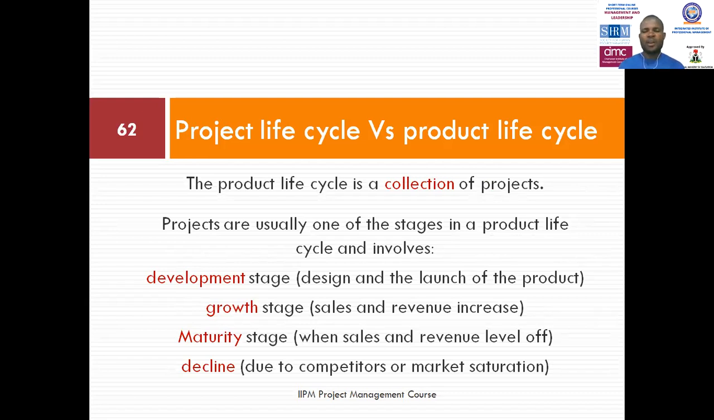Projects are usually one of the stages in a product life cycle, which involves the development stage, which will involve design and the launch of the product. Then we'll have the growth stage, which involves the sales and revenue increase. Then we'll have the maturity stage, when sales and revenue level up. And then we'll have the decline due to competitors or market saturation.